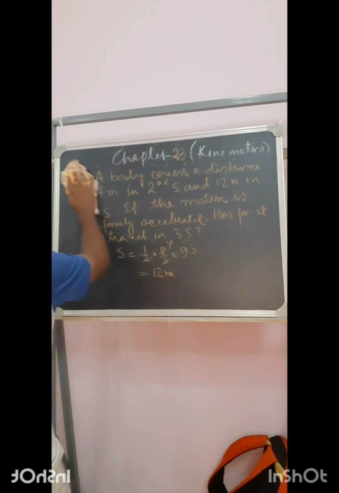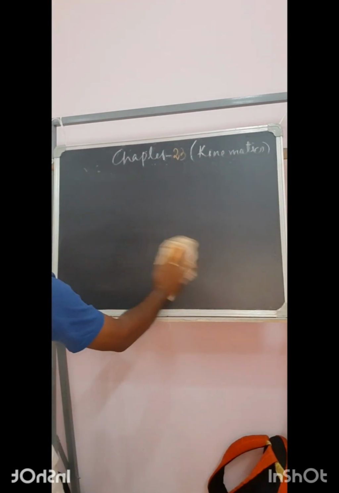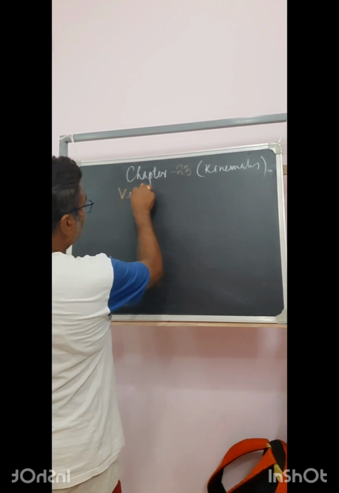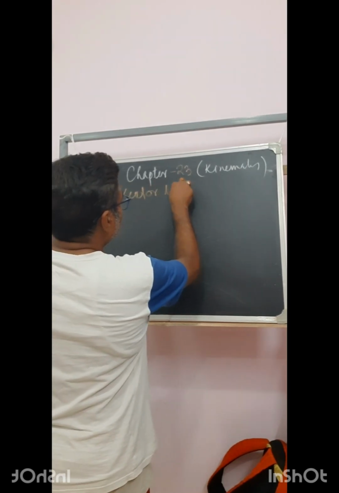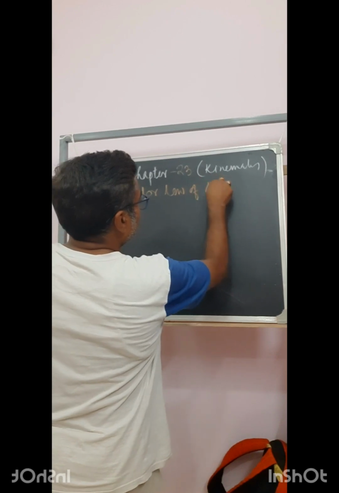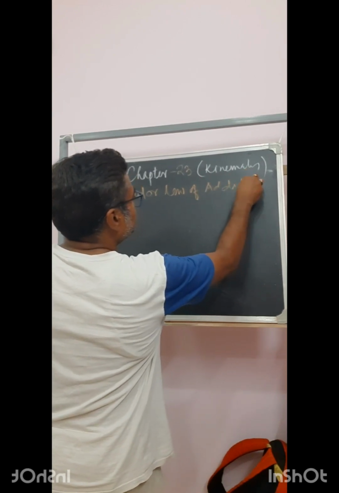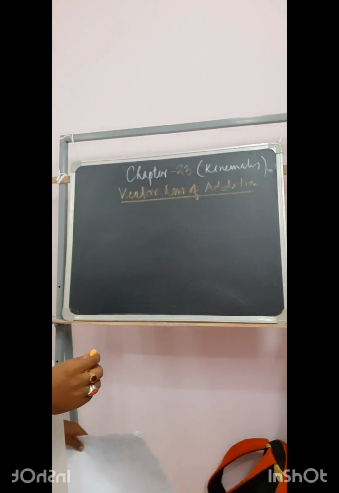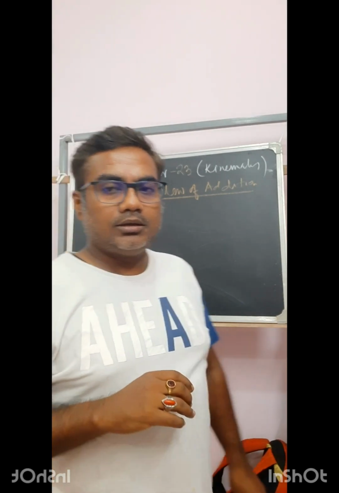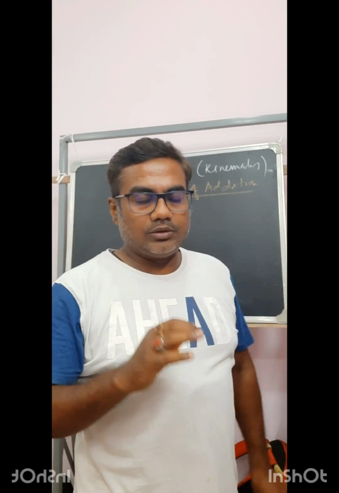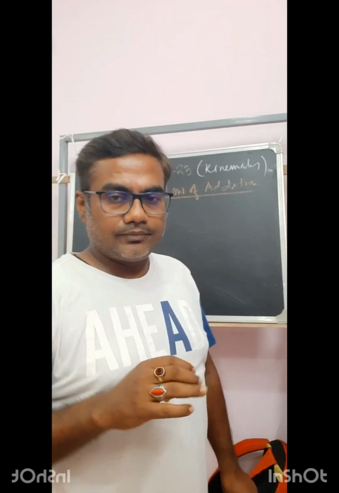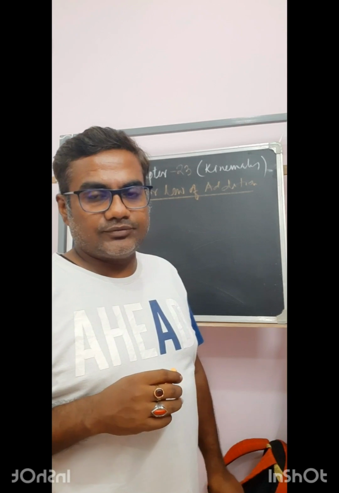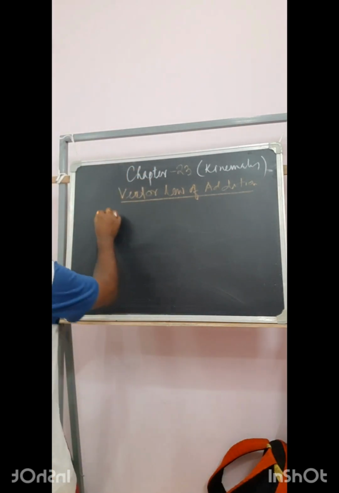So this is the end of the problem solving session, and now I'll move into the vector law of addition. In this segment there are three laws. The first is the triangle law of addition, then the polygon law of addition for vectors, and the parallelogram law of addition for vectors.